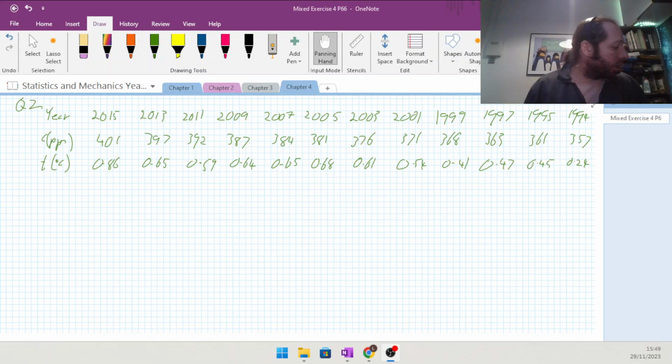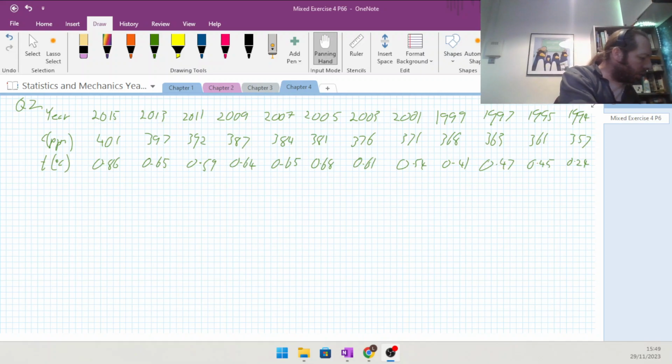Okay, here we are, Chapter 4, Stats and Mechanics, mixed exercise at the back, and question 2. The following table shows the average, or the mean, CO2 concentration in the atmosphere and the increase in average temperature compared to the 30-year period. Okay, draw a scatter diagram to represent the data.